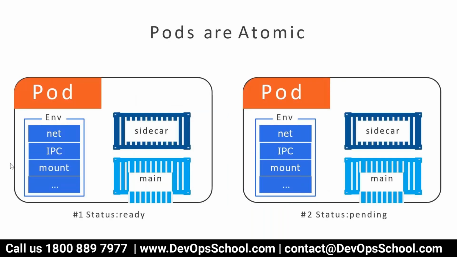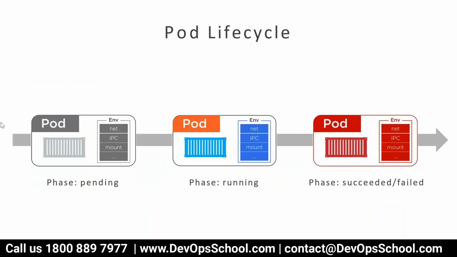Pods are atomic, and you can scale and replicate them. These are the pod life cycle. Remember that there is no start and stop. Mind it, a pod cannot be started or stopped. A container can be started and stopped, but a pod cannot. When you initially create a pod, it will be in a pending state, then after that it will be in running state, and then succeeded or failed.